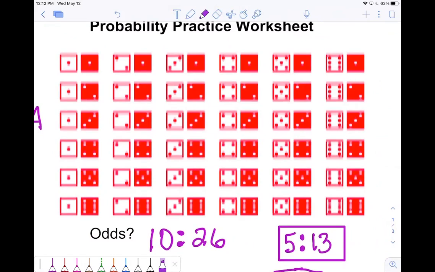Morgan, do you see any pairs of dice that have the same number on both dice? 1 and 1. Okay, keep going. Any others? 2 and 2. Yep. 3 and 3, good. 4 and 4. Mm-hmm. 5 and 5. And finally, 6 and 6.